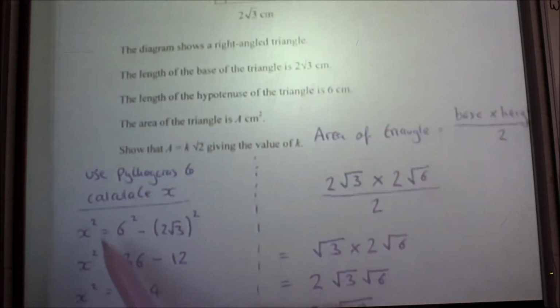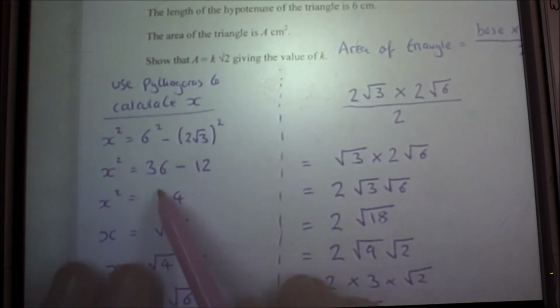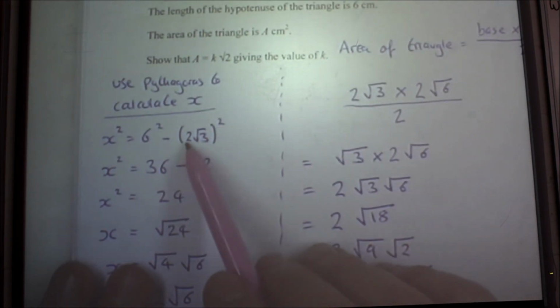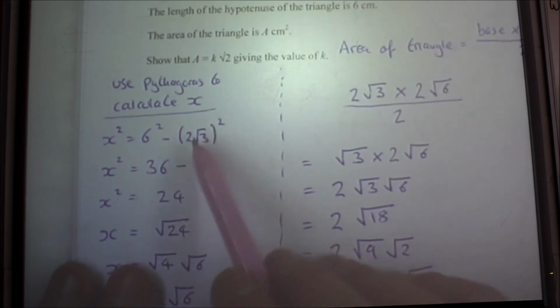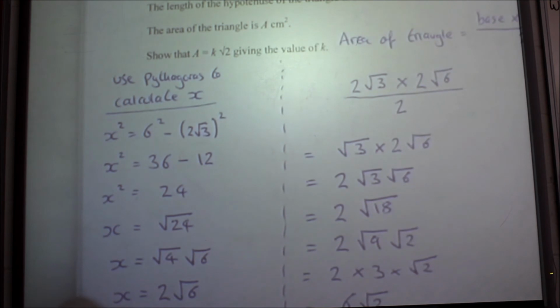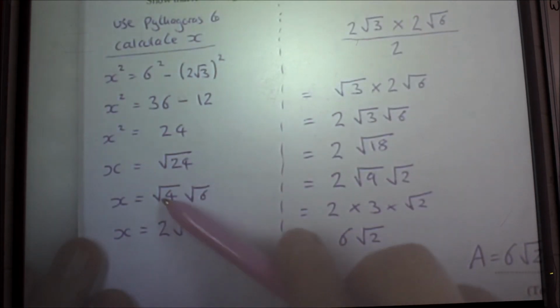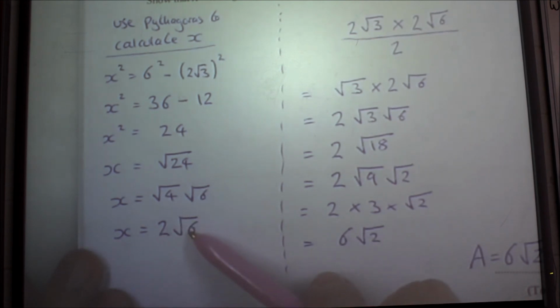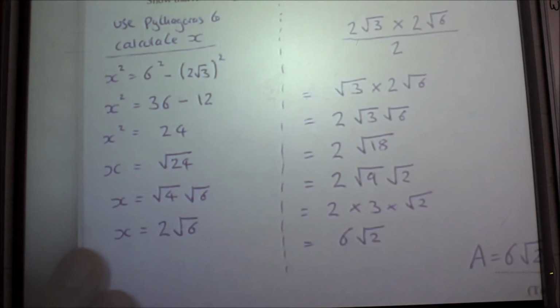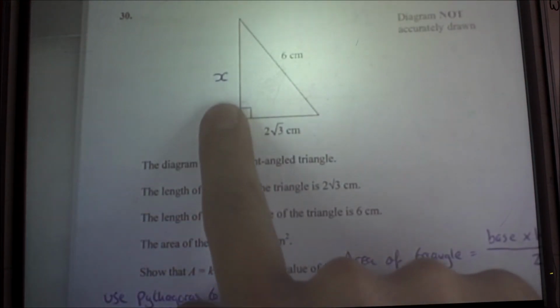So we're going to use Pythagoras. So x squared equals 6 squared take away that. 6 squared is 36. That squared, 2 squared is 4. Root 3 squared is 3. So 4 3s are 12. 36 is there. Square root both sides. So x is equal to root 24. Split that up, because you can get a nice square number here. So x equals 2 root 6. So 2 root 6 is the length of that missing side there.